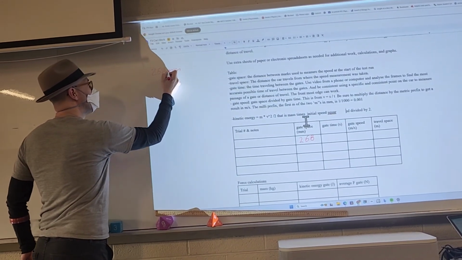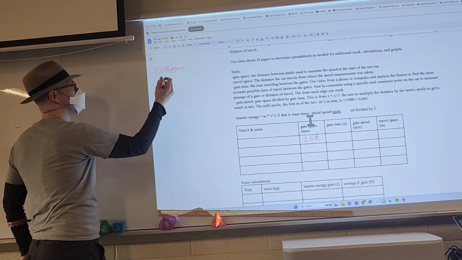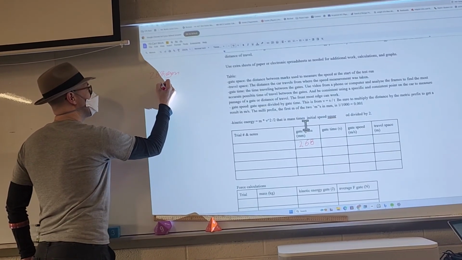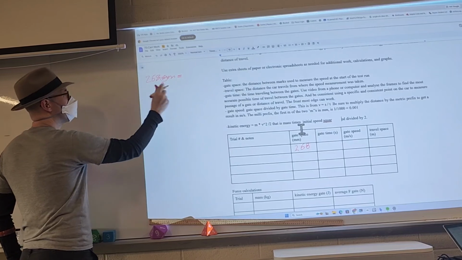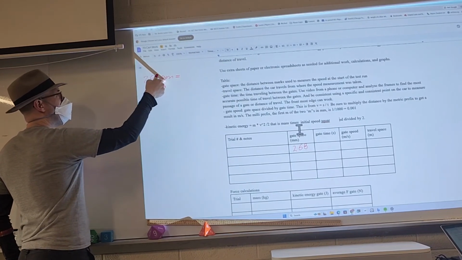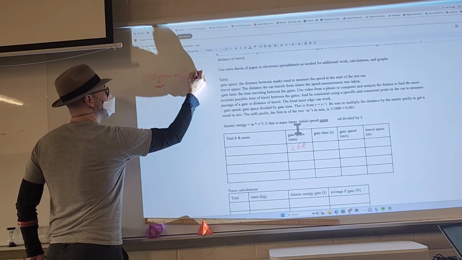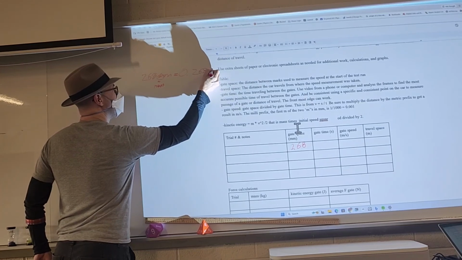If I wanted to write that as meters, this first m here means divided by 1,000. So if I want to convert that to meters, I just divide by 1,000 and we get 0.268 meters.